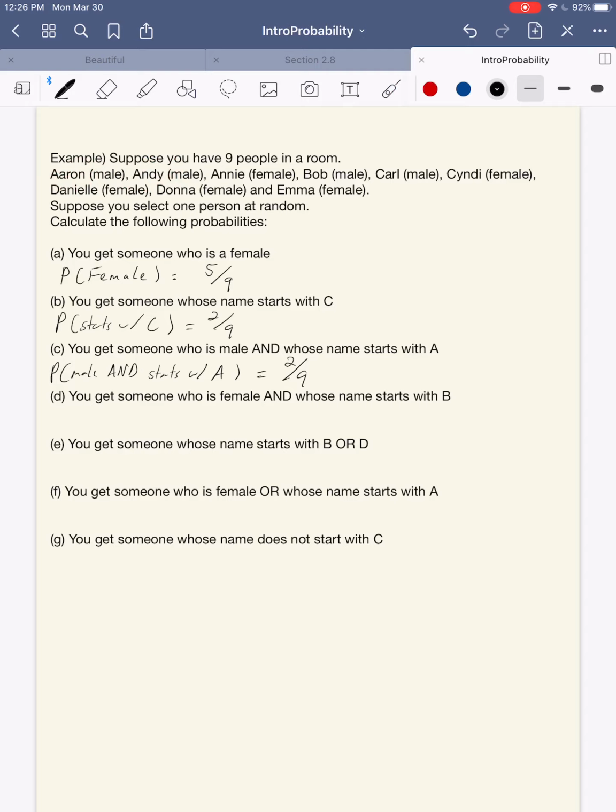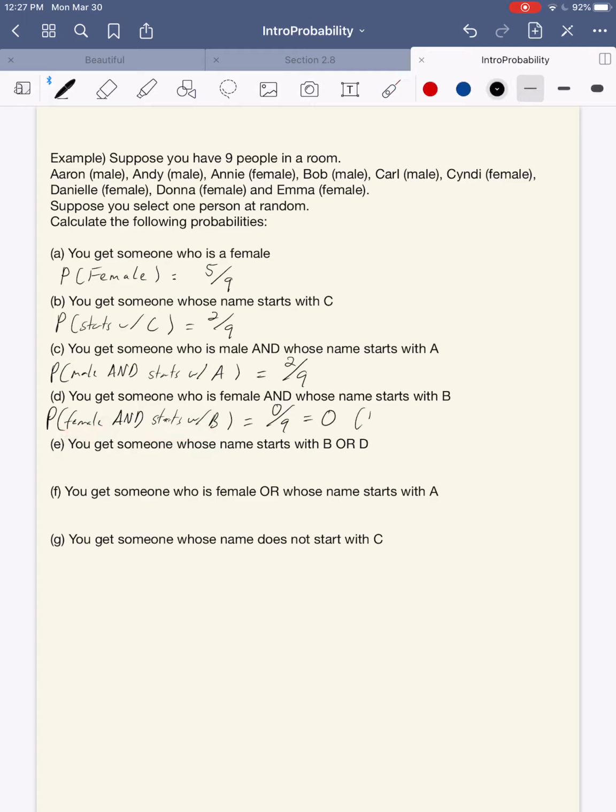All right, now we want to get the probability that you have somebody who is female and starts with B. So we need them to be female and have a name that starts with B. Well, there's only one person whose name starts with B. It's Bob, and he is not female. So this would be 0 out of 9, which is 0. What this tells us is that it is impossible to pick somebody out of this room who is both female and has a name that starts with B.